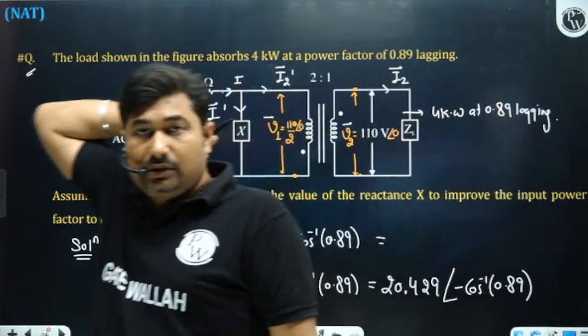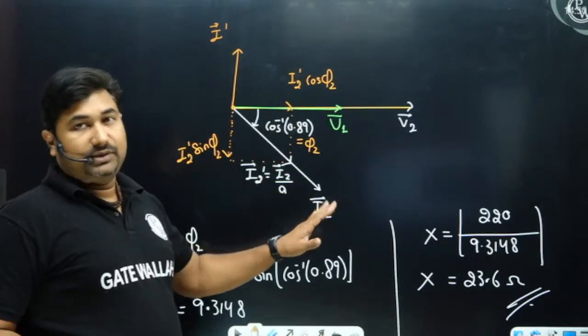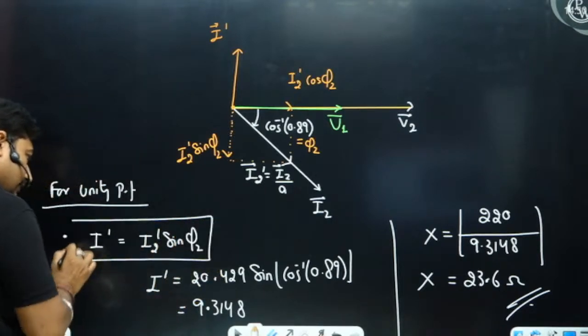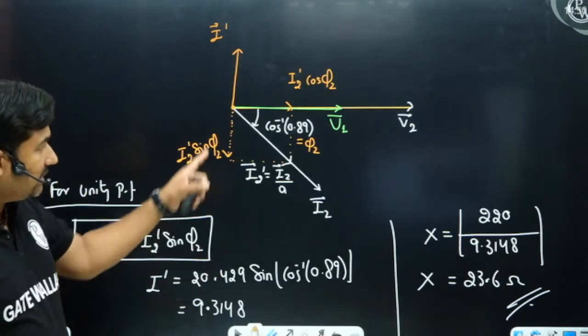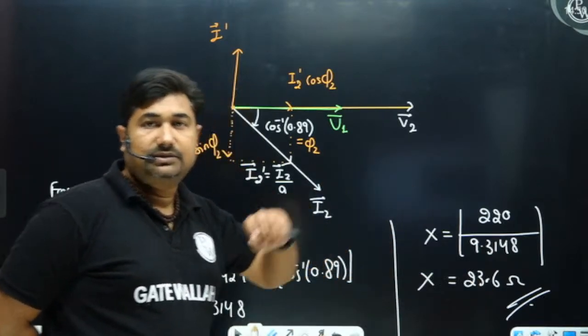I wanted to show you a path. Otherwise, you can directly write this, if you are able to understand the phasor diagram. And then you can directly calculate this value.